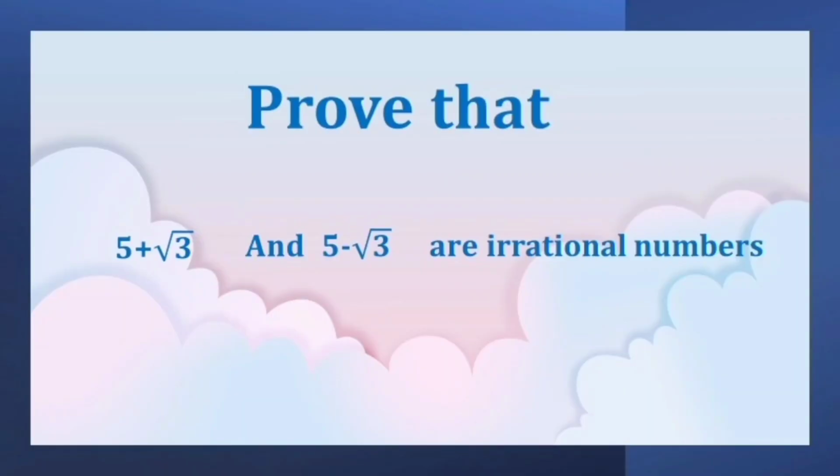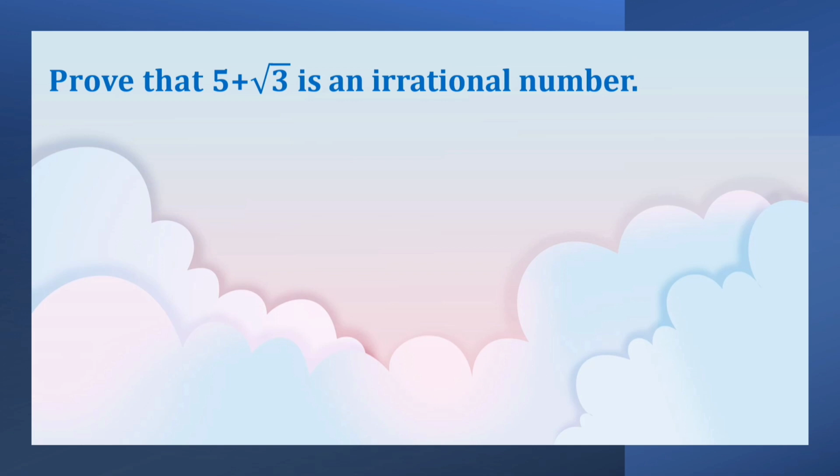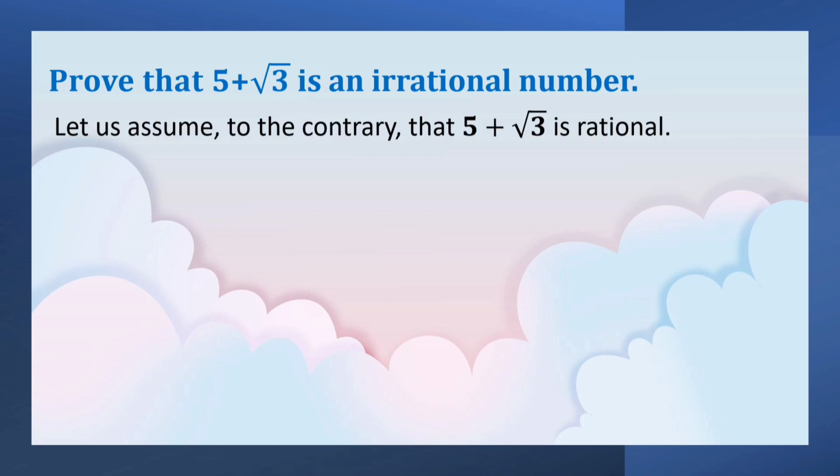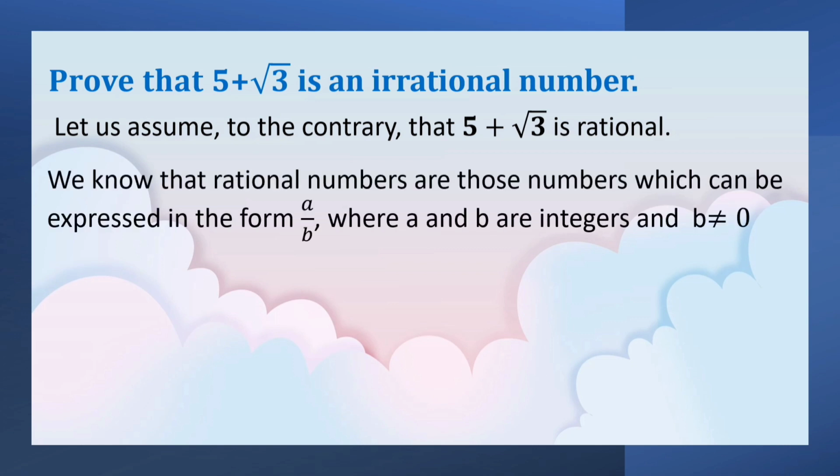In this video, let us solve two similar problems. Now let us prove that 5 plus root 3 is an irrational number. Let us assume to the contrary that 5 plus root 3 is rational. You know that any rational number can be written in the form of a by b, isn't it? Where a and b are integers and b is not equal to 0.